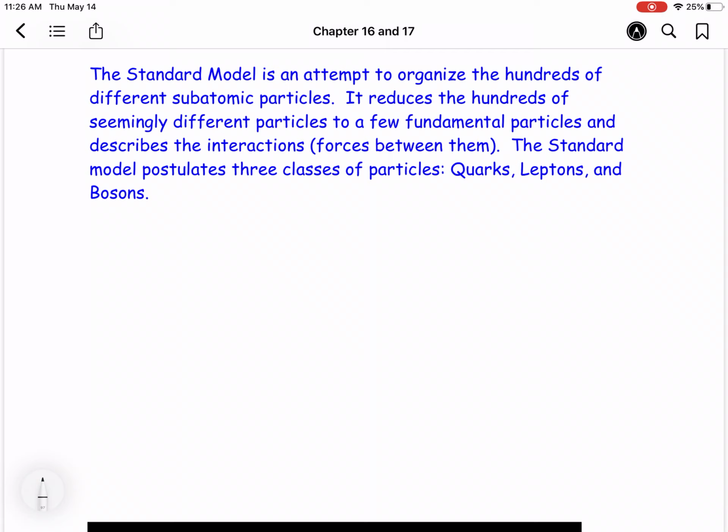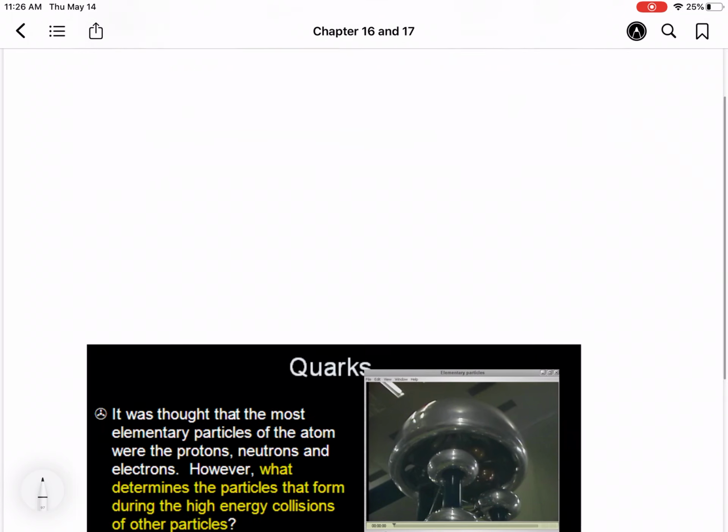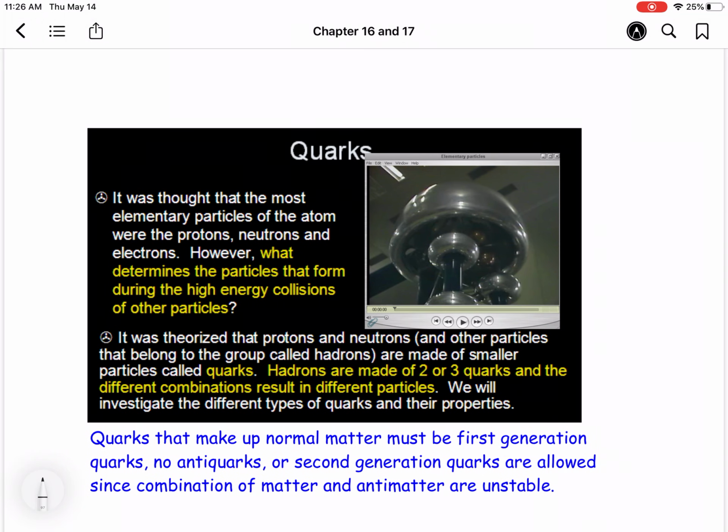So looking at the standard model, you are supposed to understand the standard model as best you can. But the standard model basically has 3 ideas. They have quarks, leptons, and bosons. All right, so the first idea is that quarks are what make up protons and neutrons. And they create hadrons. Hadrons are a classification of their own, but quarks that make up normal matter must be first generation quarks.